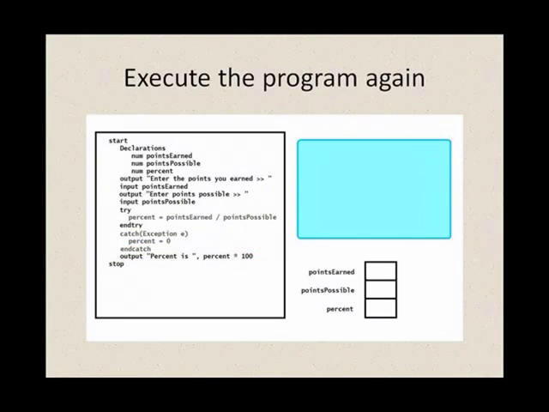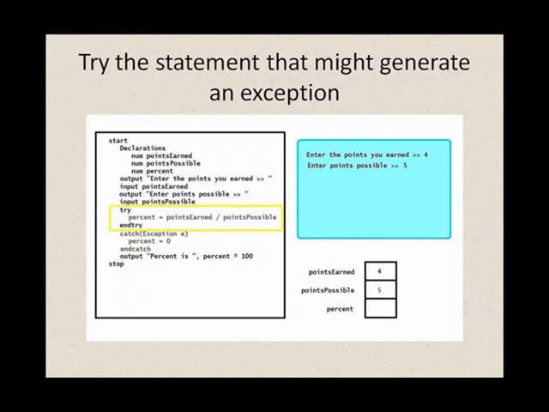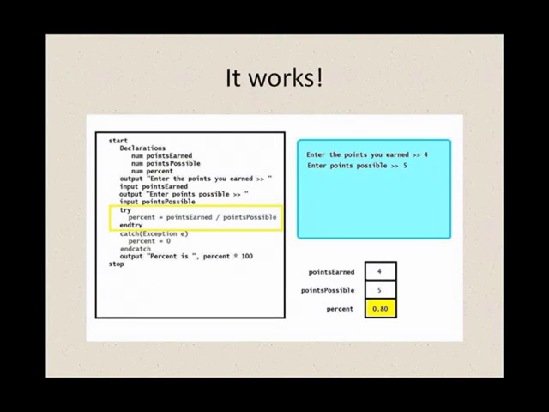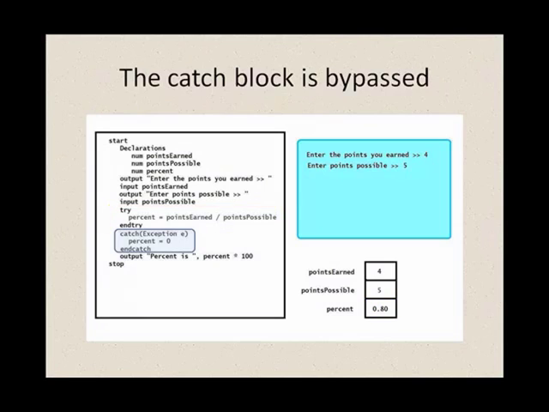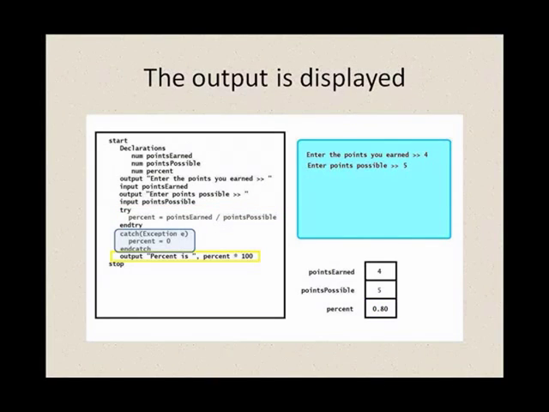Let's look at the program again. Enter points earned 4, enter points possible 5. In this case, when you get to the try block, the points earned divided by points possible is a legitimate value. In this case, the catch block is bypassed, and you can just go to output the result: percent is 80.